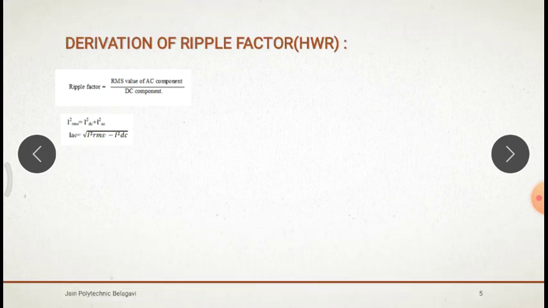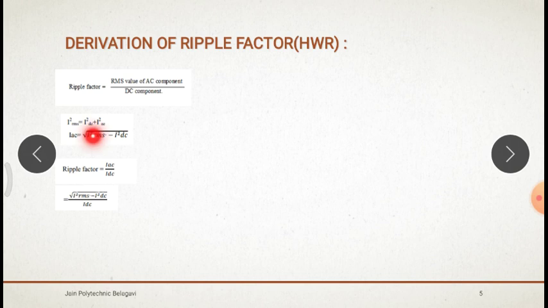Again some formulas. For I AC, the AC component, if you are deriving from this, I AC square is equal to I RMS square minus I square DC. Again, the square root will come if you remove this squaring. This side it will be shifted to the square root. Next, ripple factor is I AC divided by I DC.